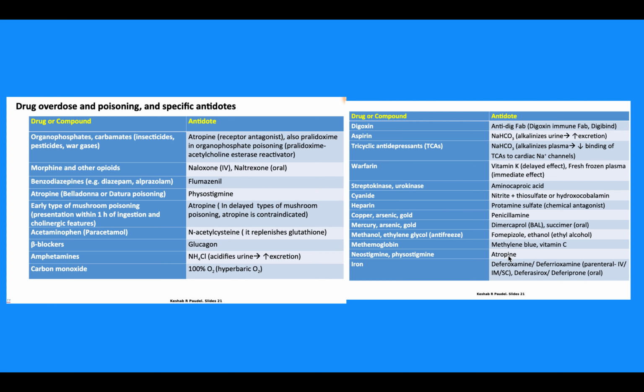And let's see, methemoglobin, you give methylene blue along with vitamin C. Neostigmine, physostigmine, you give atropine. And for iron, you give these chelators, deferoxamine and deferasirox. We'll go over that in the next lecture, but these are the ones you want to know.